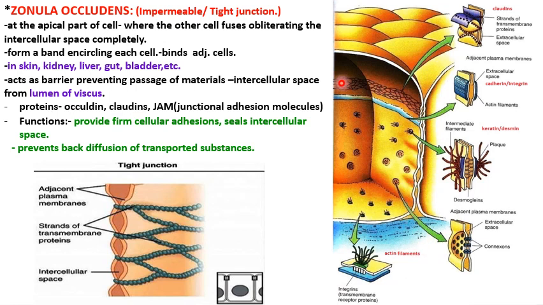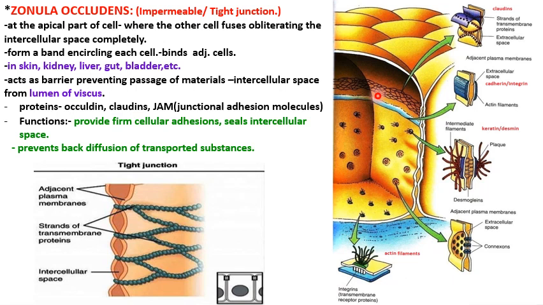So this acts as a barrier, preventing the passage of materials through the intercellular space from the lumen of the viscus to the deeper structures. For example, let us take the urinary bladder. The urine which is secreted from the cells has a few toxic substances like urea and so on. We don't want them to again get reabsorbed back into the cells. So that's how this helps as a barrier, so that urine doesn't penetrate into the deeper tissues.